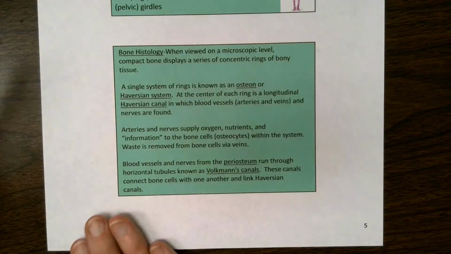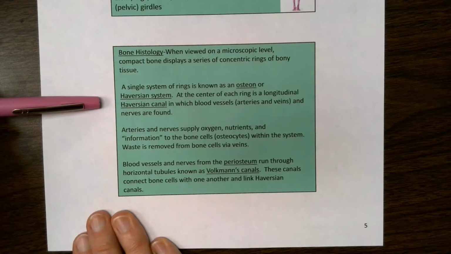Okay, so to pick up where I left off, each of our different systems of concentric rings is known as an osteon or a Haversian system, and going down the middle of that lengthwise is a Haversian canal. That's where arteries and veins and nerves are going to be located.